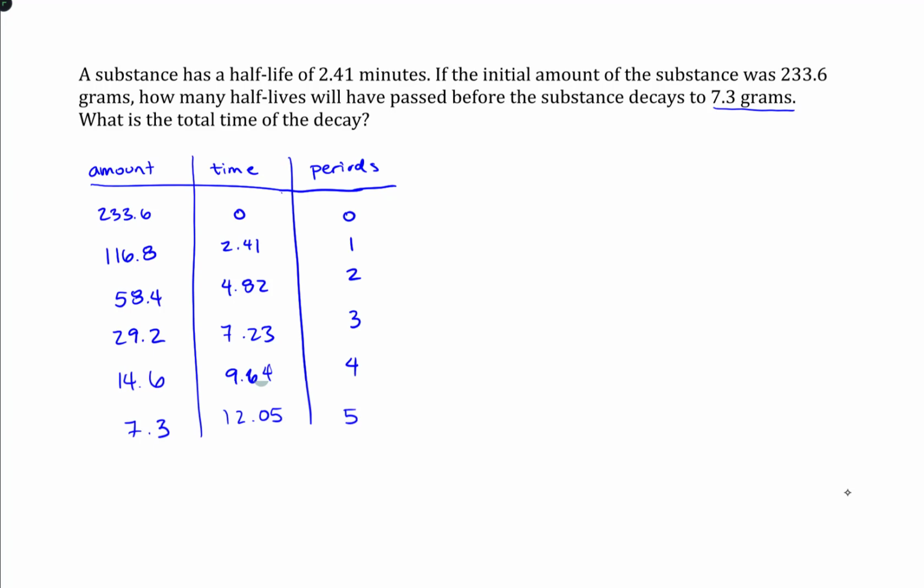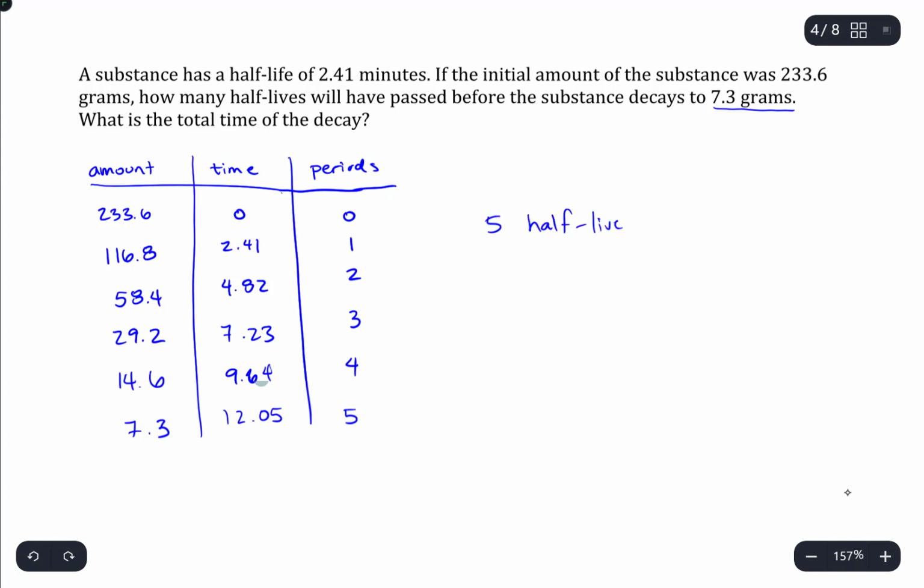So how many half-lives will have passed before the substance decays to 7.3 grams? So 5 half-lives, because of the 5 periods here. And then the amount of time is 12.05 minutes.